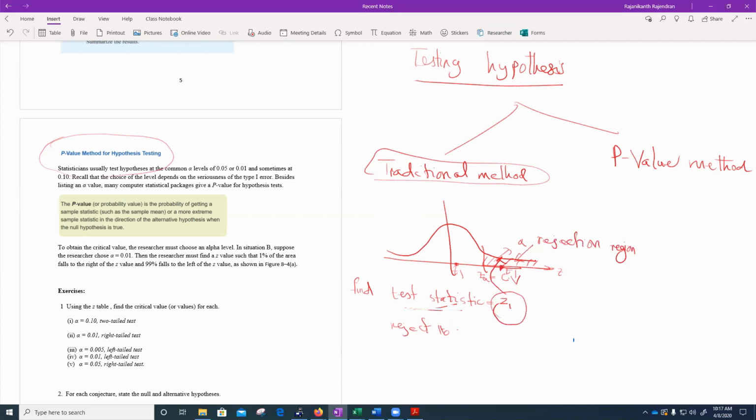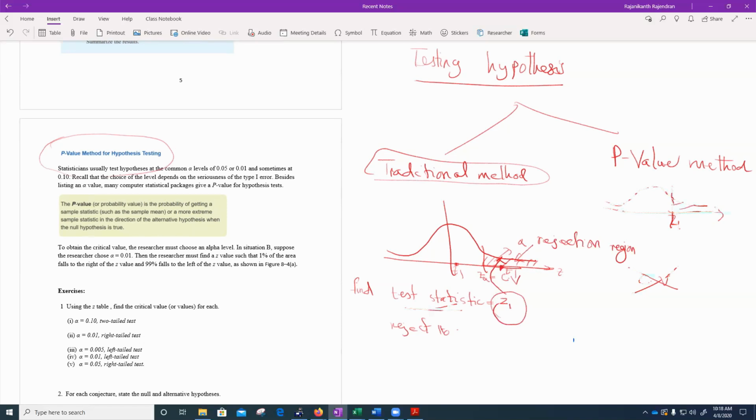Okay? But here, for the p-value problem, we don't find the critical value. We don't want the critical value, okay? What do you want to do? You want to find the test statistics like this. First, find the test statistics for the problem. Say, suppose the test statistic is, say, Z1, right? First, find the Z1, okay? Once you have the Z1, then we will figure out the p-value.